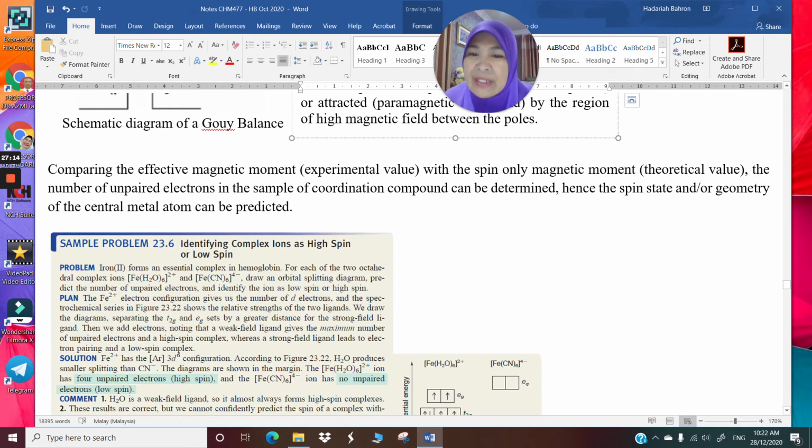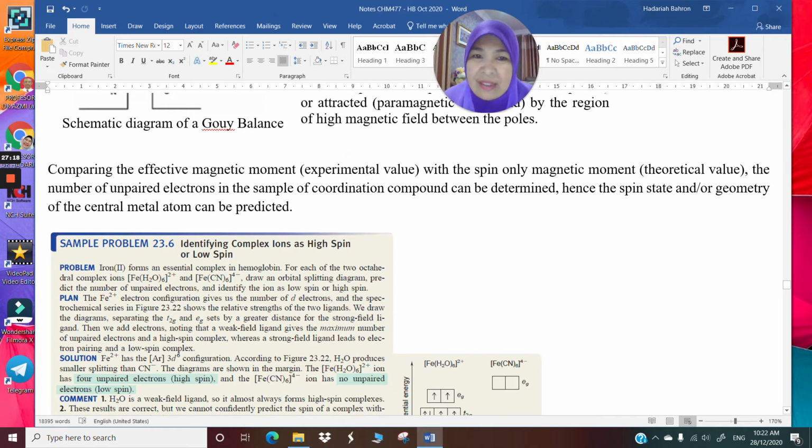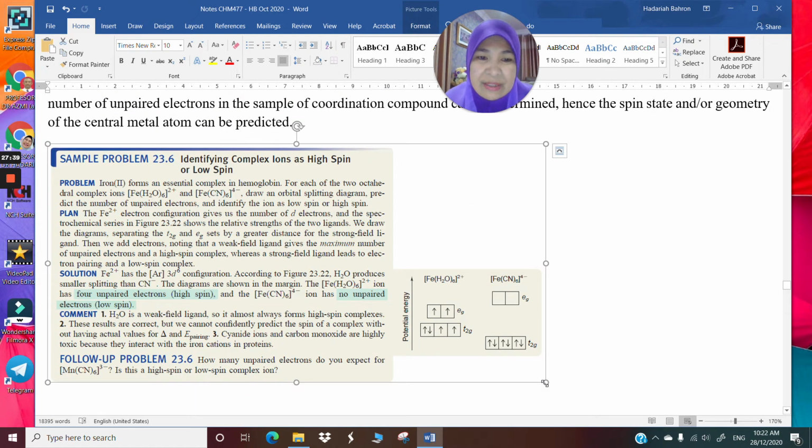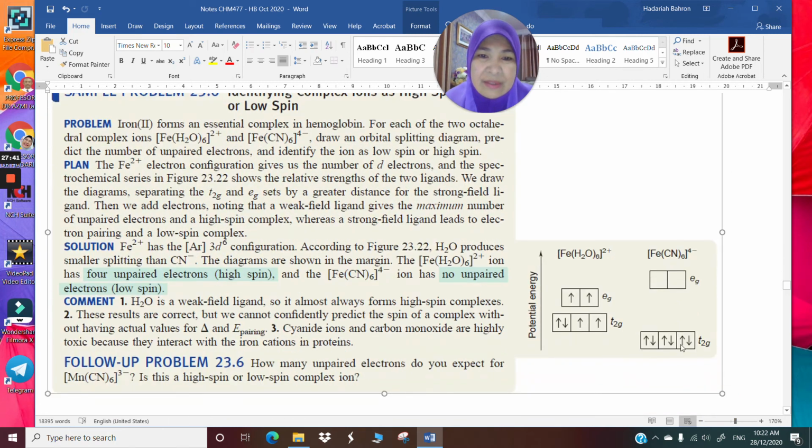Now, comparing the effective magnetic moment, which is the experimental value, with the spin-only magnetic moment, which is your theoretical value, the number of unpaired electrons in a sample of coordination compound can be determined, hence the spin state or the geometry can be predicted. So let's have a look at this example here.